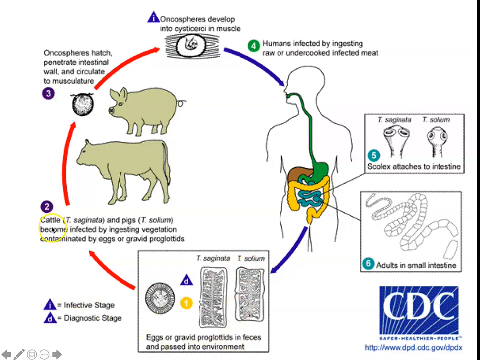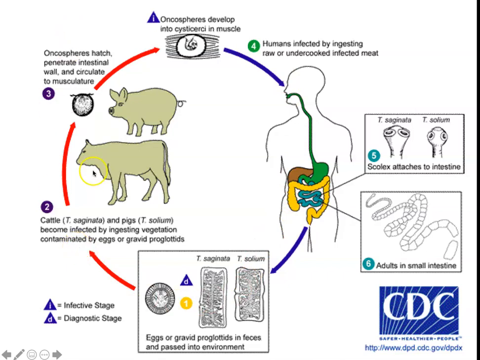Now, either a cow or a pig would ingest the eggs or gravid proglottids, which contain eggs, in vegetation contaminated by these things. So this would be a case where there are poor sanitation practices, where there's not good plumbing to remove fecal debris, or there are places that intentionally use human feces as fertilizer.